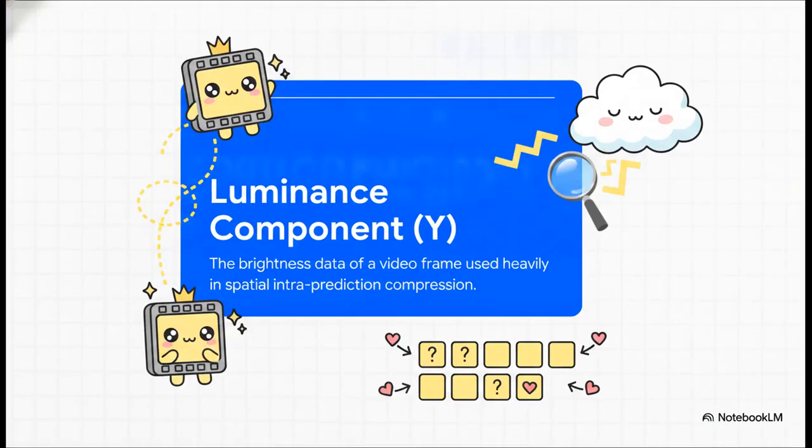The crucial point here is that H.264 compresses data by guessing missing pixels. In spatial prediction, which is known as intra-prediction, the codec relies heavily on what's called the luminance component. That's essentially the brightness data of the core anchor images, known as I-frames. The whole image is divided into these tiny macroblocks, and the encoder predicts the luminance of a new block based entirely on the pixels directly adjacent to it.